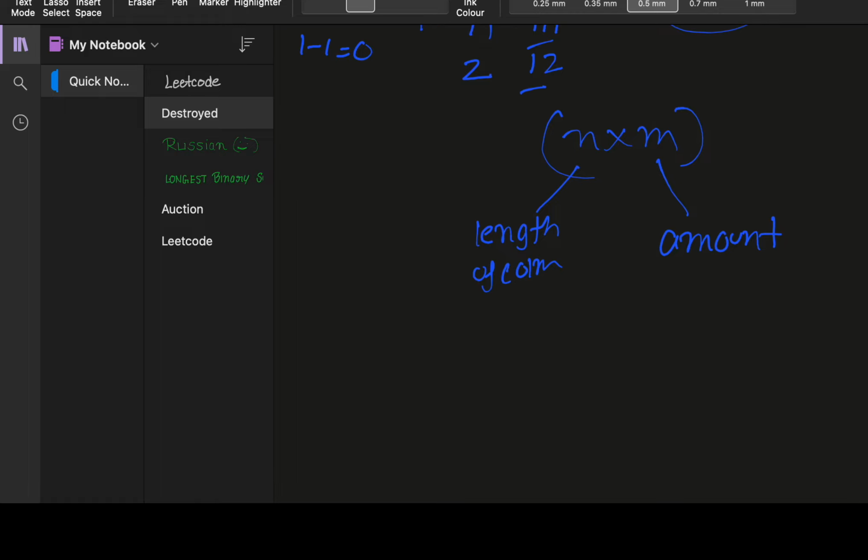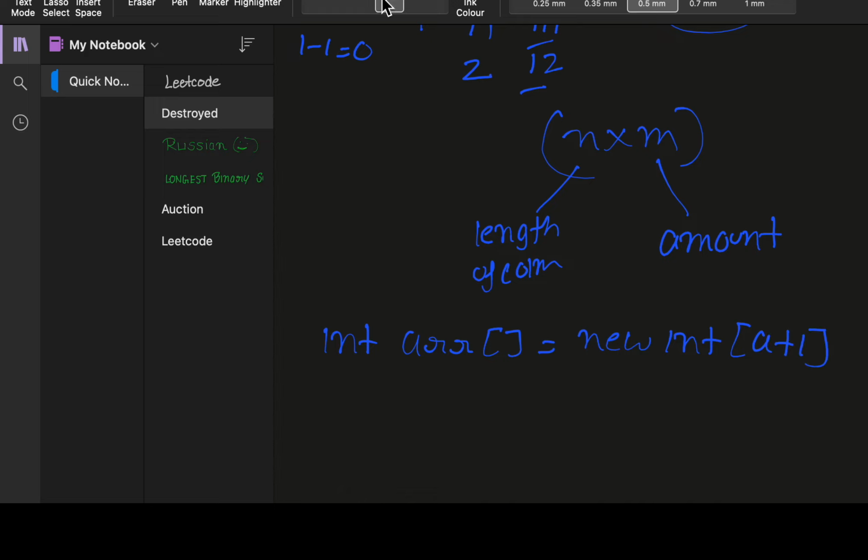So how does the code basically look like? Suppose we make an array. Suppose this is our array, and the size of this array we can say is amount plus 1, basically.